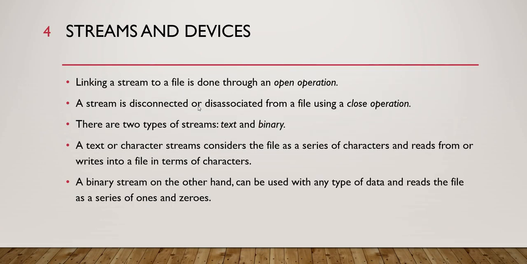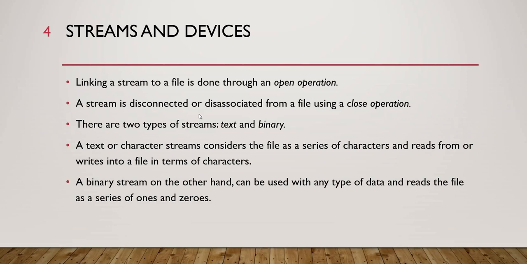So let's move on. Whenever we want to use a stream, we have to link a stream to a file, because a stream can be linked to the keyboard, or it can also be linked to a monitor. And when we're linking it to a file, we have to say which file we're linking it to. This is done through an open operation. A stream is disconnected or dissociated from a file using a close operation. So an open operation opens the stream and a close operation closes the stream. Once the open operation is done, only then can we work with the stream.